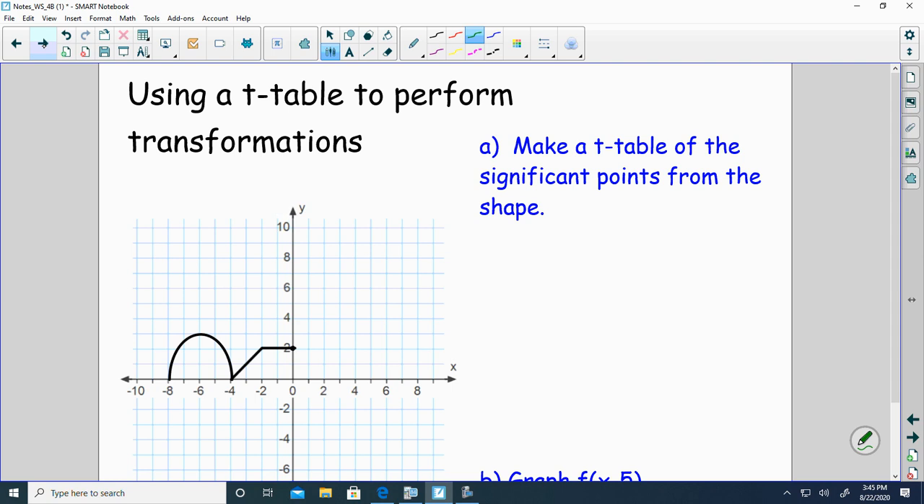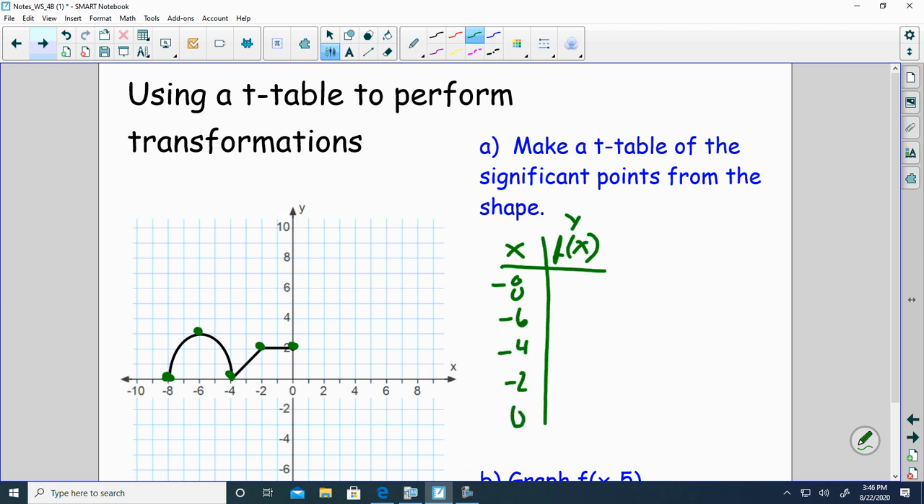All right, so let's use this table to do a few of the transformations. So let's make a t-table of the significant points. So I have a good point here, good point here, good point here, and a good point here, and even a good point here. So let's label those in a t-table. I'm going to make it f of x. Remember, that's the same thing as y. So I have -8, -6, -4, -2, and 0.